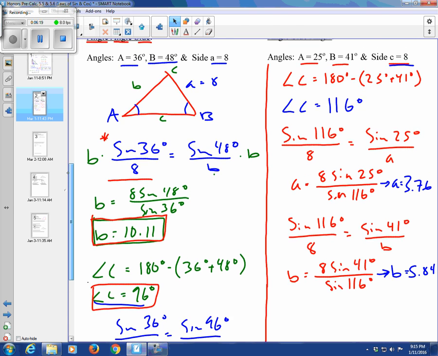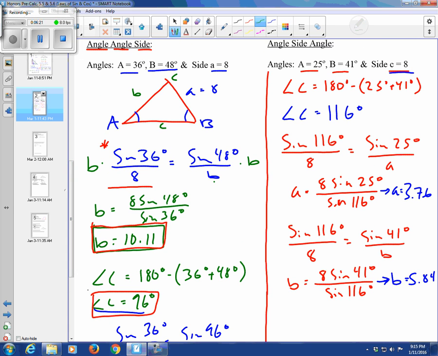Okay, so we can solve for our angle C right off the bat by saying that we know that angle C has got to be equal to 180 degrees minus the sum of the other 2 angles. That gives us angle C as 116 degrees. Now we've got our angle C and our side C, and we can use those in a ratio to solve for side A and side B, the other 2 dimensions we're missing.